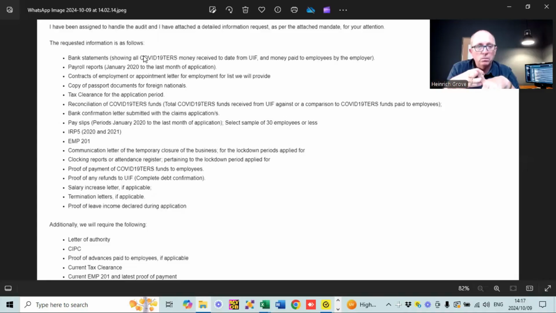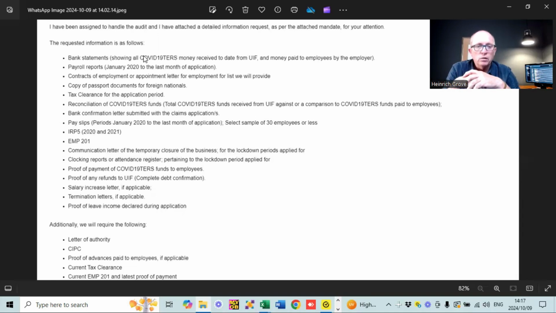So in theory, the employees weren't supposed to be paying tax on the benefits that they received, and I think that is just the reason they want to check those things, just to see how many people you applied for and how many people you've got on your payroll. And then there's a communication letter of the temporary closure of the business. I can't remember if that was compulsory, but we've got a template for that. Clocking records, attendance register, we're going to talk about.